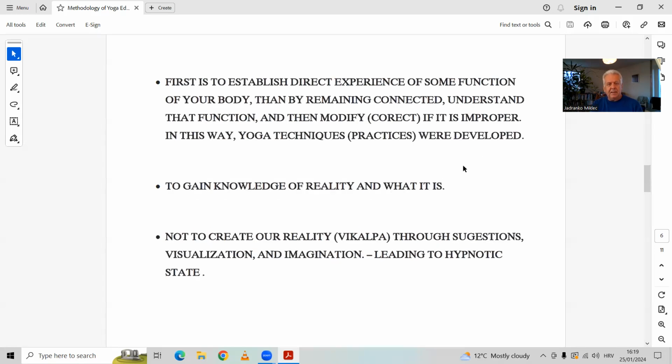And this is what I said already, that pratyaksha is the first element which is important for gaining proper knowledge, or pramana, to gain the knowledge of the reality of what it is. Not that we try to create some other variation of that reality in any sense.